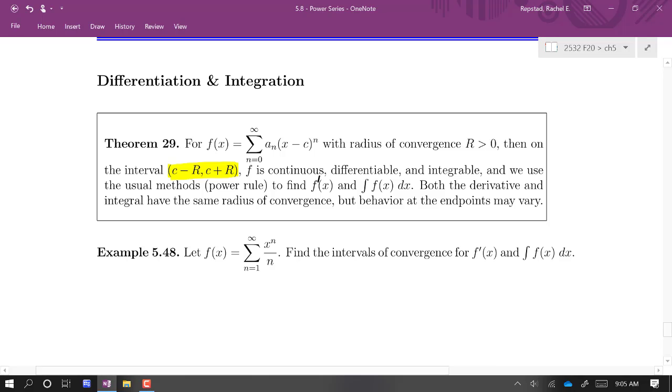Both the derivative and integral have the same radius of convergence. So if you know the radius of convergence for a series and you get a new series by taking the derivative, you don't have to do the ratio test again. It's going to inherit the same radius of convergence. It is important to note that behavior at the endpoints may vary, so you have to retest the endpoints.